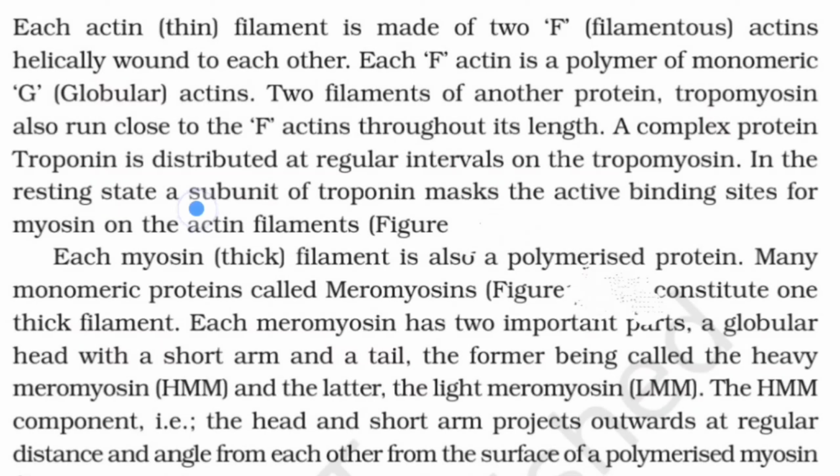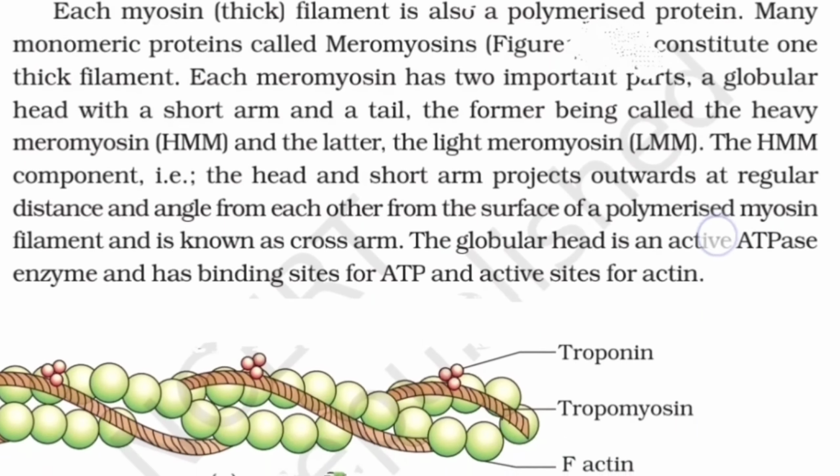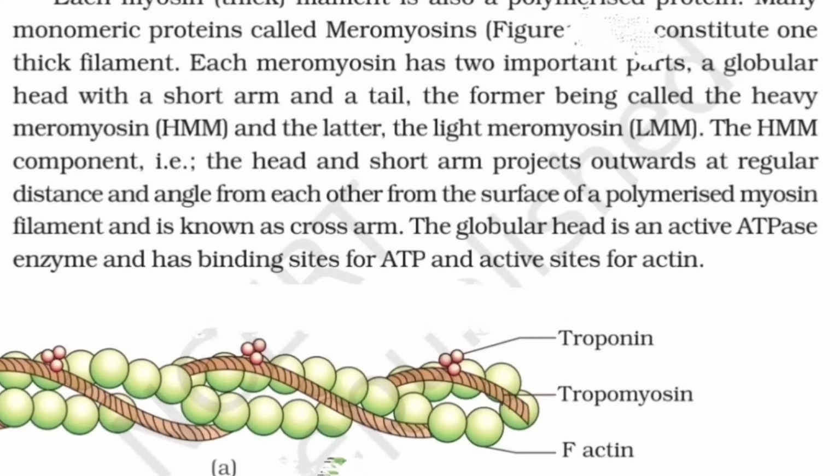I'll be going through the diagram directly now. Here, in the resting state, a subunit of troponin masks the active binding site for the myosin on the actin filament. So this is my actin. These small subunits are called F actin. The lines will be called F actin, and the singular subunit here will be called G actin.